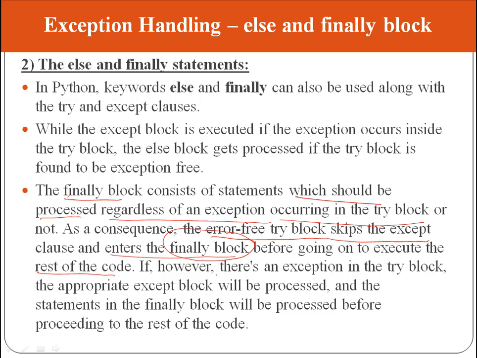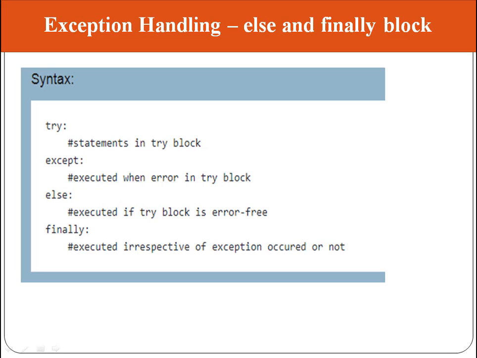If, however, there is an exception in the try block, first the except block will be processed and then the finally block will be processed. The finally block will anyhow be executed, whether the exception is raised or not. Let's see, so here this is the syntax.